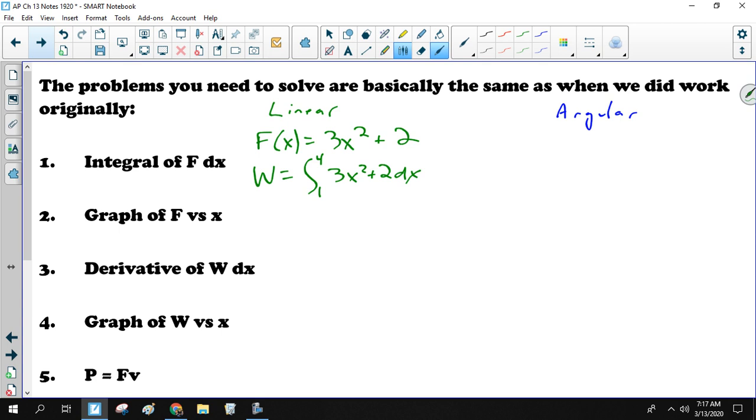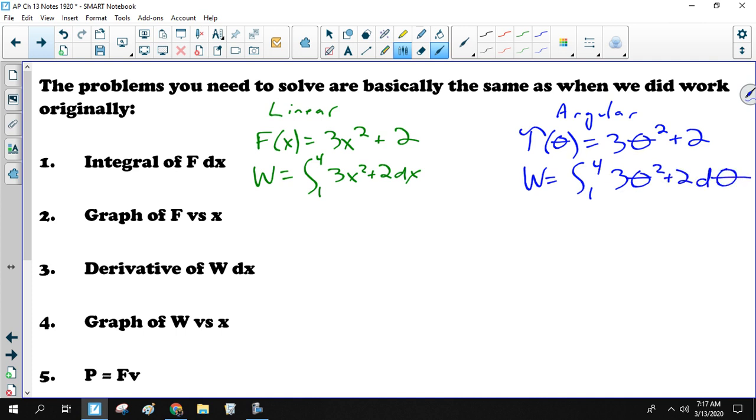Okay, so angularly it becomes the exact same thing. So the idea is I might give you an expression for the torque as a function of theta, and maybe it's 3 theta squared plus 2, right? Oh, now we can calculate the work by taking the integral between my starting position and my ending position. Okay, so it's literally the same thing. All we're doing is replacing each of our linear quantities that we learned about a couple chapters ago with angular quantities, all right?